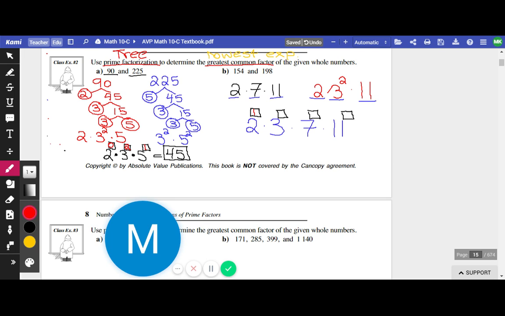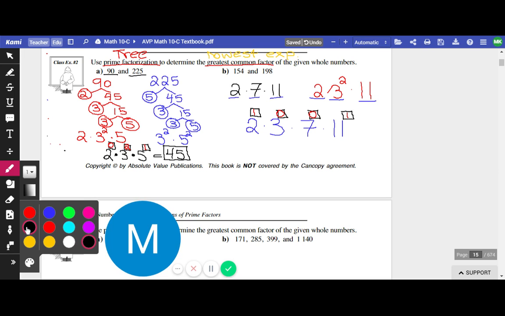I look at the number 3. And I say, what's the lowest exponent I ever used on a 3? And this one's tricky because it looks like it's 2, but in reality it's 0. Because I never used it on this number, the black side. So that means it's 3 to the power of 0. 7. The lowest exponent I ever used on a 7 was 0. And 11, the lowest exponent I ever used on 11 was a 1.